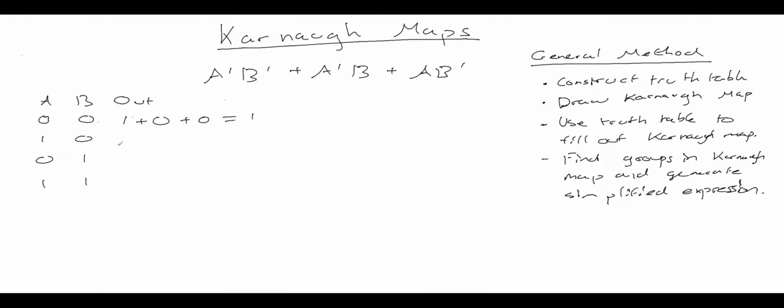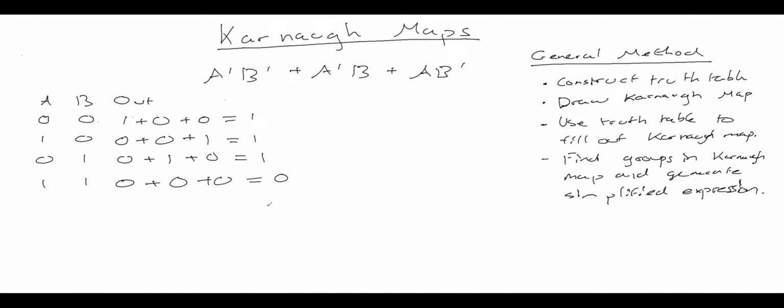Then if we do the same for this row, we're going to get 0 or 1. That's going to give us a 1. And if we do the same for this row, we're going to get 0 or 1 or 0, which is going to give us a 1. And then if we do the same for this final row, we're going to get 0 or 0 or 0, which is going to give us a 0.